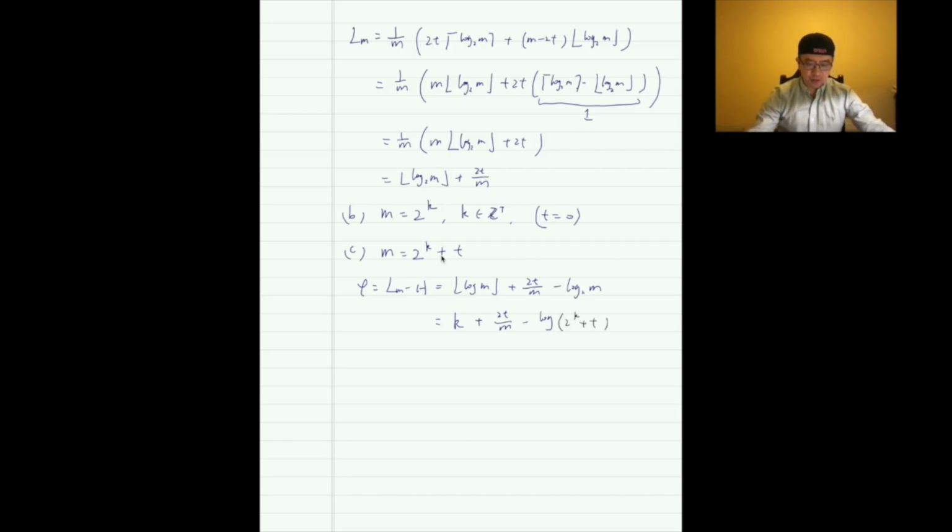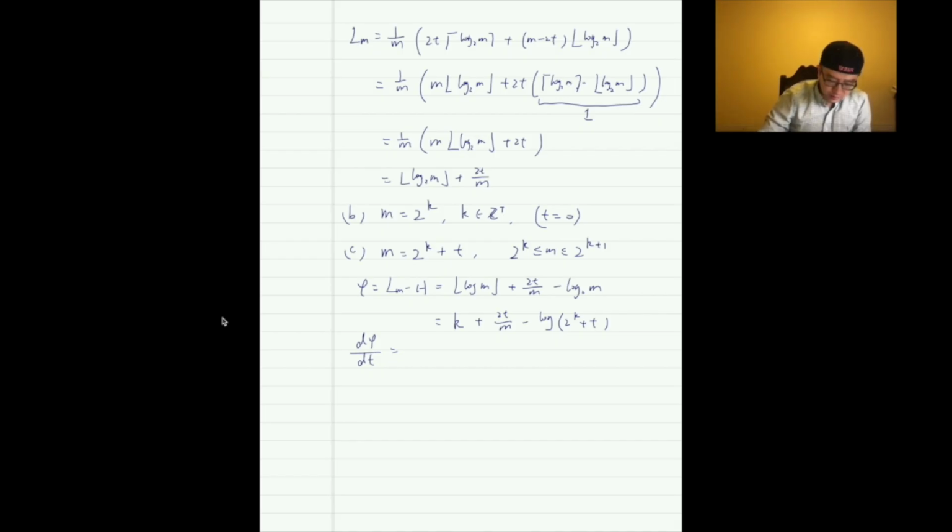Now, in order to maximize that, we know m is between 2 to the power of k and 2 to the power of k plus 1. So to maximize this, it is equivalent to finding the optimal value of t, because all other values are fixed. Therefore, we take the derivative of rho with respect to t and solve for the best t. That is equivalent to solving for the best m. So now let's try to do the derivative of this.